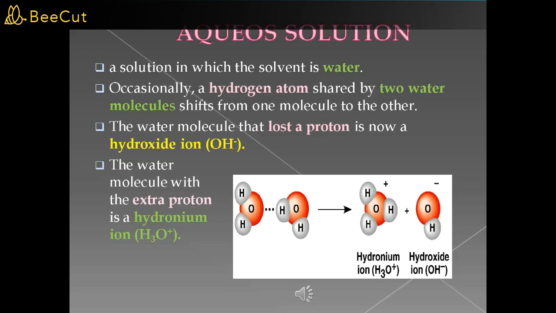Occasionally, a hydrogen atom shared by two water molecules shifts from one molecule to the other. Okay, look at this picture. The water molecule that lost a proton, or lost one hydrogen atom, now becomes a hydroxide ion with negative charge. The water molecule with an extra proton, or extra hydrogen ion, becomes a hydronium ion, H3O plus.